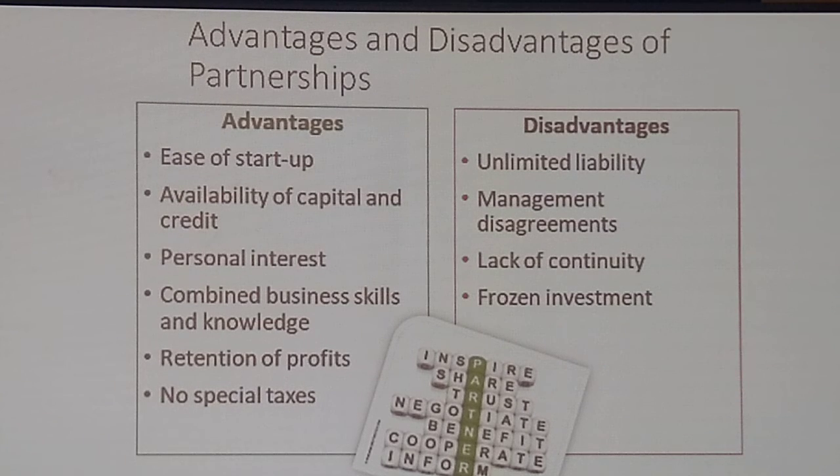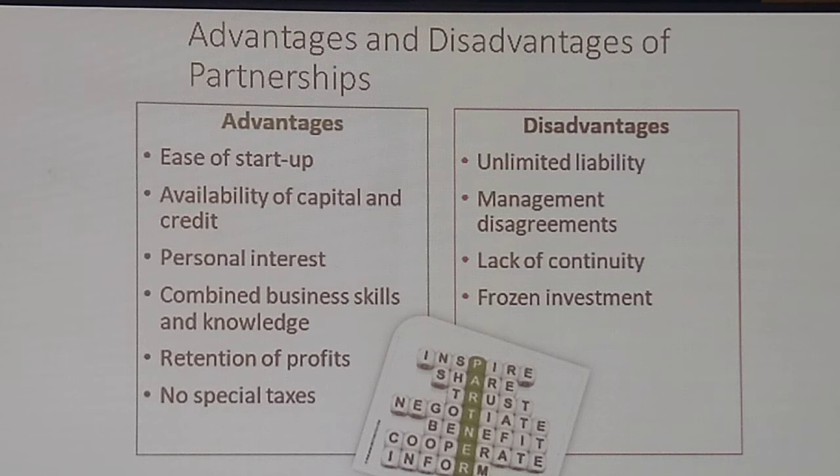Availability of capital and credit. Again, because you have two or more people, so more money. Combined business skills and knowledge, like we talked about. Retention of profits. Again, because the profits go to just the partners. No special taxes. Again, you just get taxed on your income.